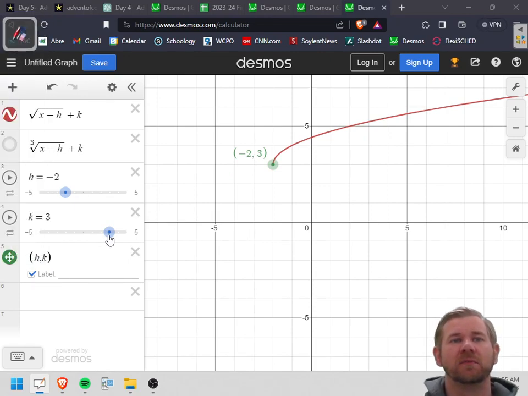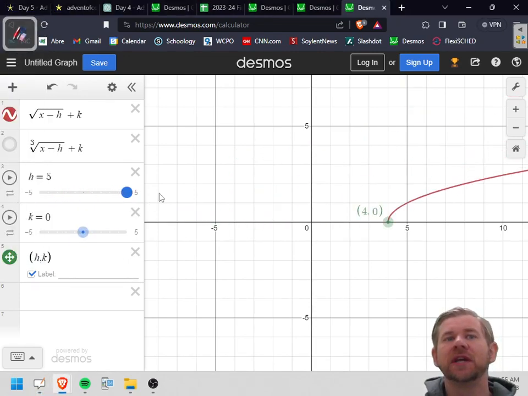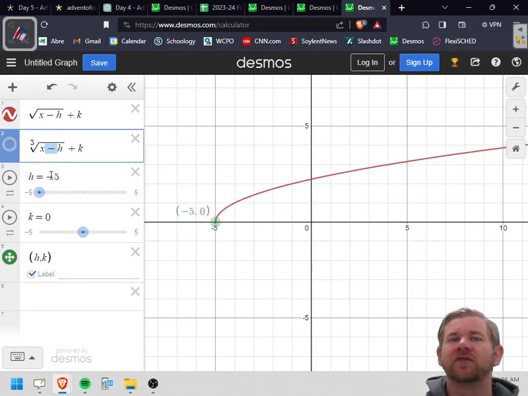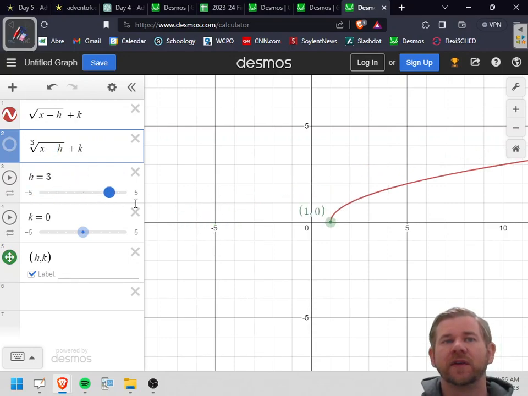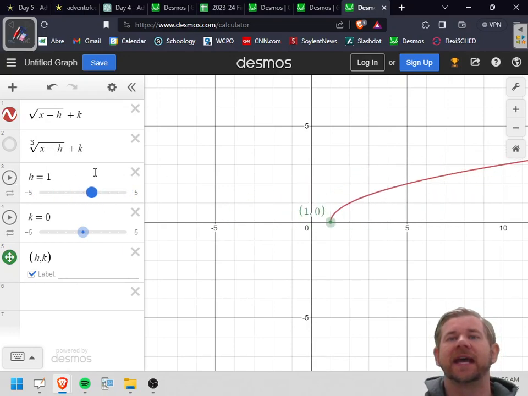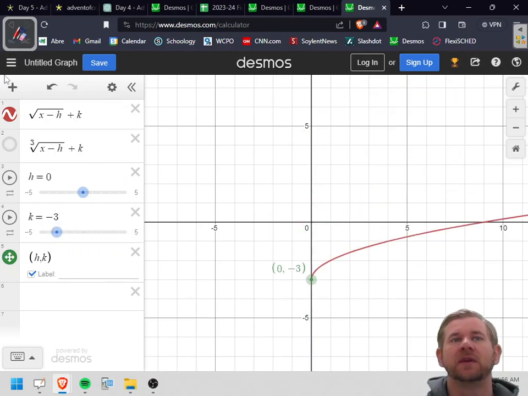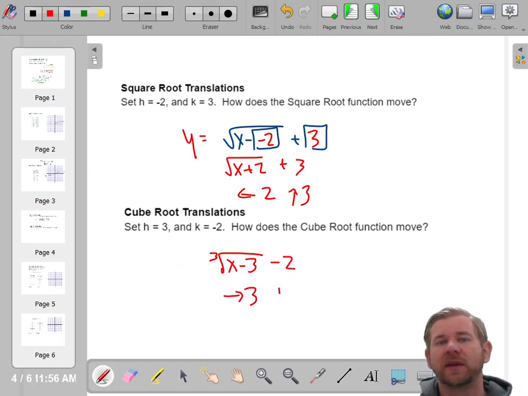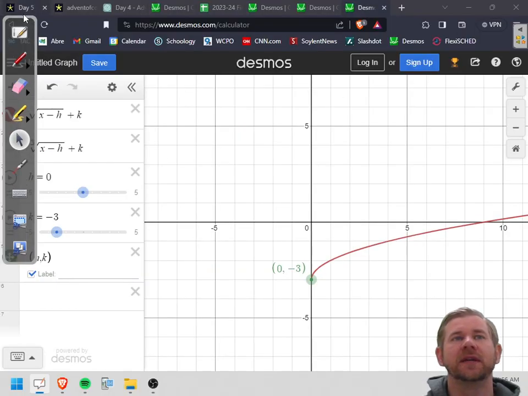So let me show you how these work more generically. As you move h left and right, it moves the function left and right as I move this slider. But what is tricky is it's x minus -5. So this is the graph of the square root of x plus 5. And over here, if I did x minus +5, this is the graph of the square root of x minus 5. So h moves it left and right, it's kind of backwards, and k moves it up and down. That's pretty normal. So if I do cube roots, same idea, the cube root of x minus 3, and then I'll say -2. X minus 3 is going to move it right 3, down 2. So if I make h 3, I'll do it with cube roots.